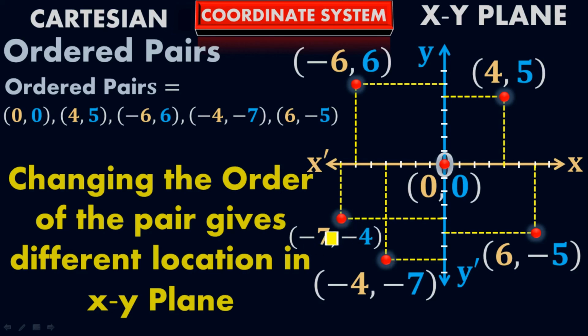Here we have negative 7 along the x-axis: negative 1, 2, 3, 4, 5, 6, 7. And negative 4 along the y-axis: negative 1, 2, 3, 4. It is negative 4 along the y-axis. So by changing the ordered pair for this point, you will get its location here with negative 7, negative 4. So we can say that changing the order of the ordered pair gives a different location.